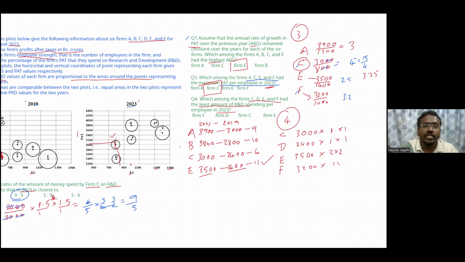If we consider all these, our aim is to get the least, which is 2,400. Why? Because C is 3,000 into 1 into 1, E is 3,500 into 2 into 2, and F is 3,200 into 1 into 1. So the answer for this question is firm D.